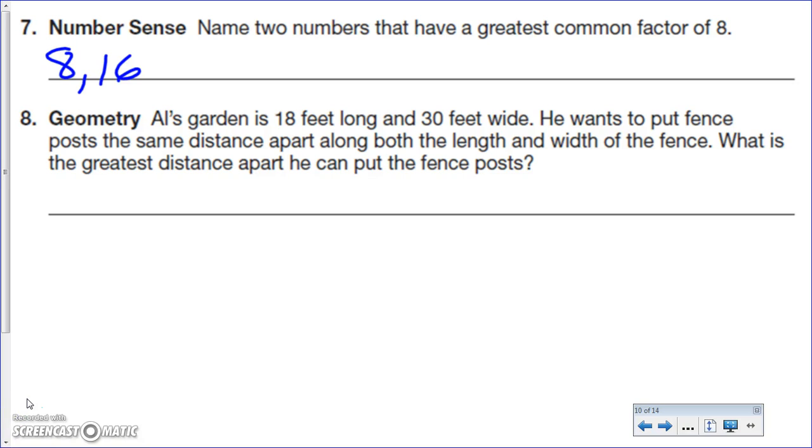Question 8, geometry. Al's garden is 18 feet long and 30 feet wide. He wants to put fence posts the same distance apart on both the length and the width of the fence. What is the greatest distance apart he can put the fence posts? Well, here, what he's looking for is the greatest common factor. So we're going to create a list of the factors for both numbers.